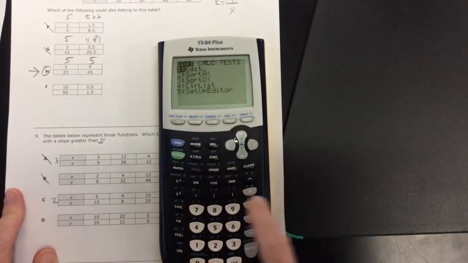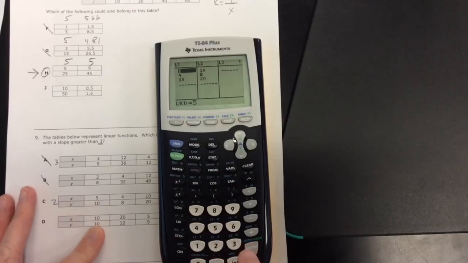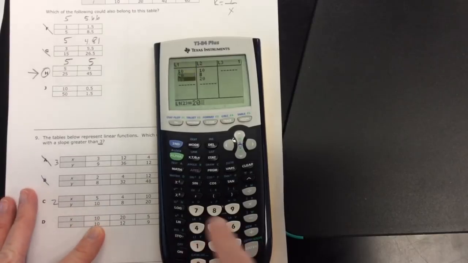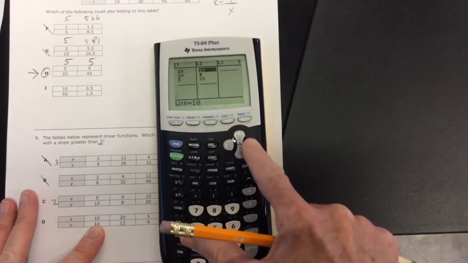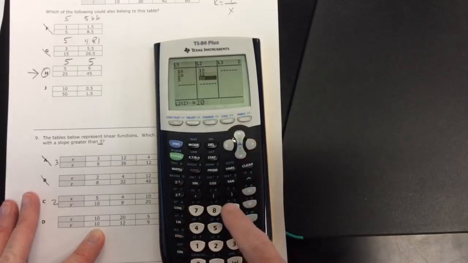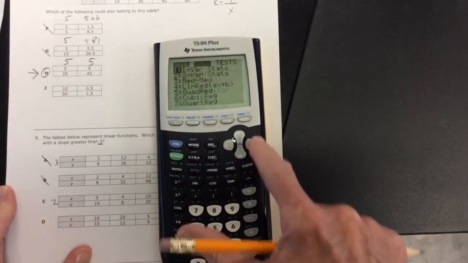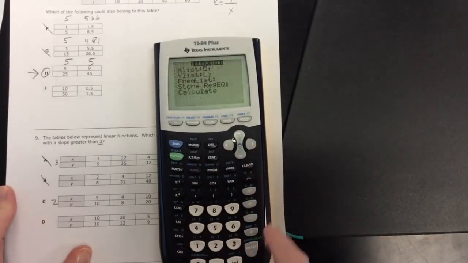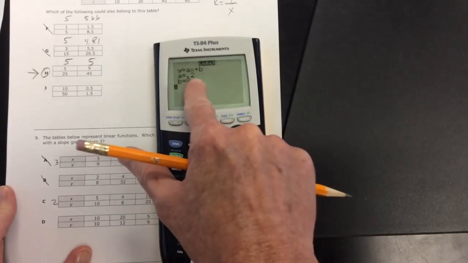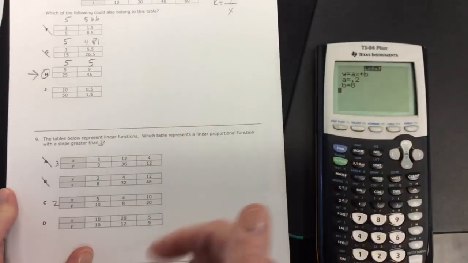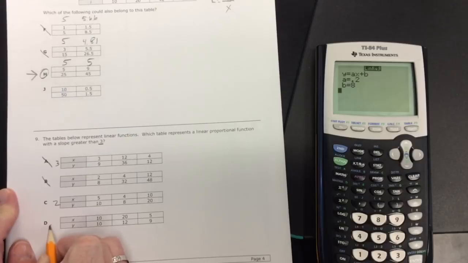So it has to be here, so let's double check. Stat, edit, and let's put in 10, 20, 5, go back up, and 10, 12, 9. Okay, let's see what we get. Stat, calculate, 4, enter all the way, and this shows us a slope that is bigger, that is 0.2.